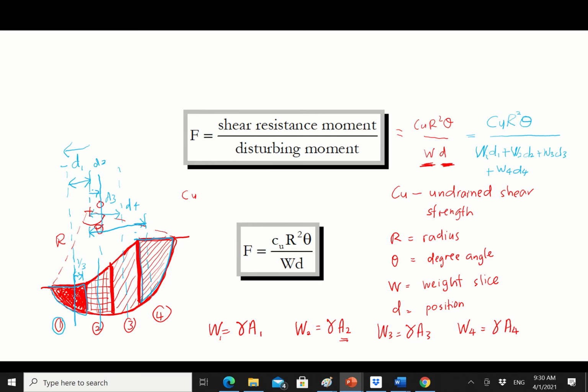CU is the property of the soil. R you will get from the geometry of your drawing. Theta is also from the geometry of the drawing, measured using a protractor. So that will be the overall explanation when you have the equation, when the question asks you to find the value of FOS. This analysis we call total stress analysis.